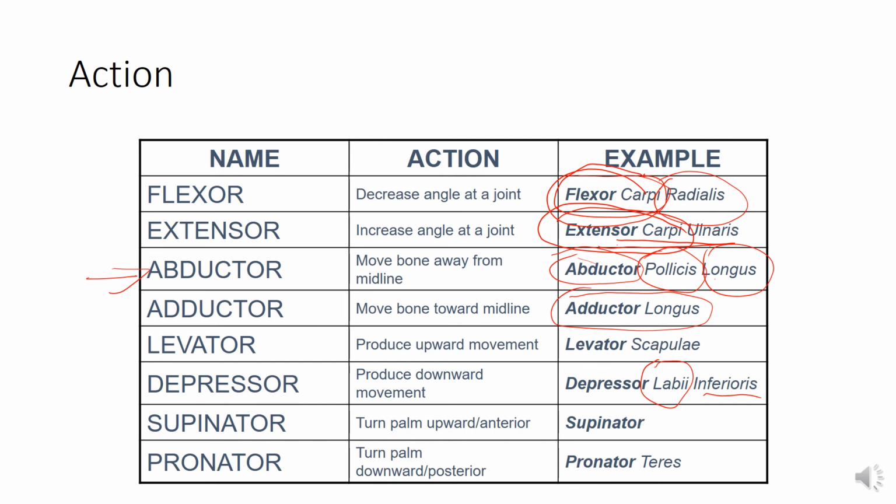Supinator, so turn the palm upward or anteriorly, and pronator, turn the palm downwards or posteriorly. So pronator teres, you know, is a rounded muscle which produces the movement of pronation. I hope you understood the topic.